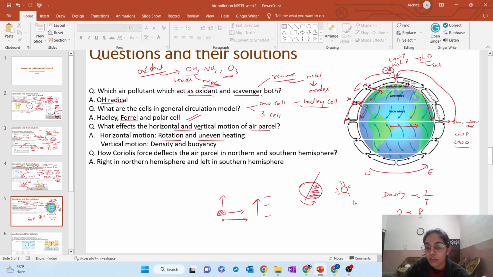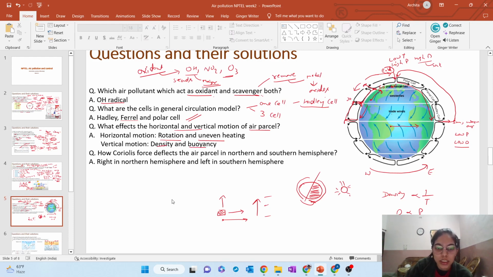Warming means warmer air, so the air in this region has low density and low pressure, and in this region the air is high density and high pressure. Okay, so these are the two things which affect the horizontal motion of the air parcel. Another is the vertical motion. So vertical motion is dependent on buoyancy and density.